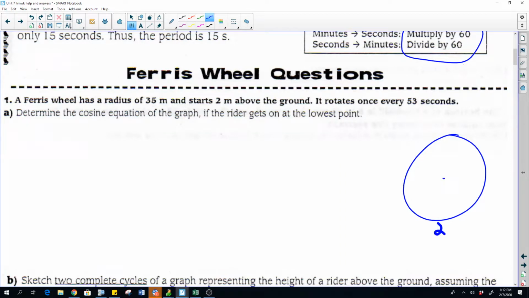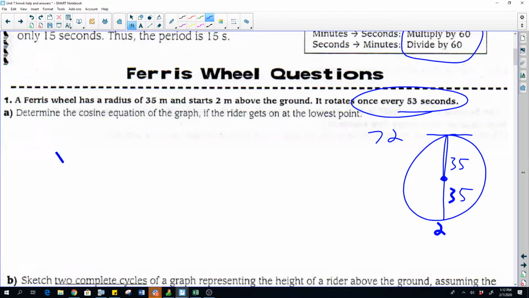Has a radius of 35. There's our center. So that means that this is 35, and that means that this is 35. So that means we have a total height of 72. And so that's going to be a maximum there of 72 high, which is cool. Remember that. Don't forget that. It does say it rotates every 53 seconds. So they want us to go and determine that cosine equation of the graph.